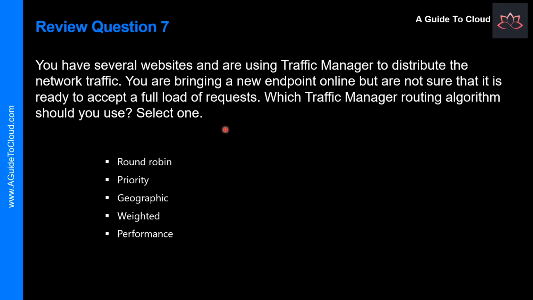So what's the algorithm you can use for your website to distribute the network traffic so it is not overloaded by the full load of requests? Is it round robin? Definitely not. Not the priority, not the geographic one. So the correct answer is weighted. You will use the weighted routing algorithm. This will put the endpoint into the rotation with a minimum amount of traffic.